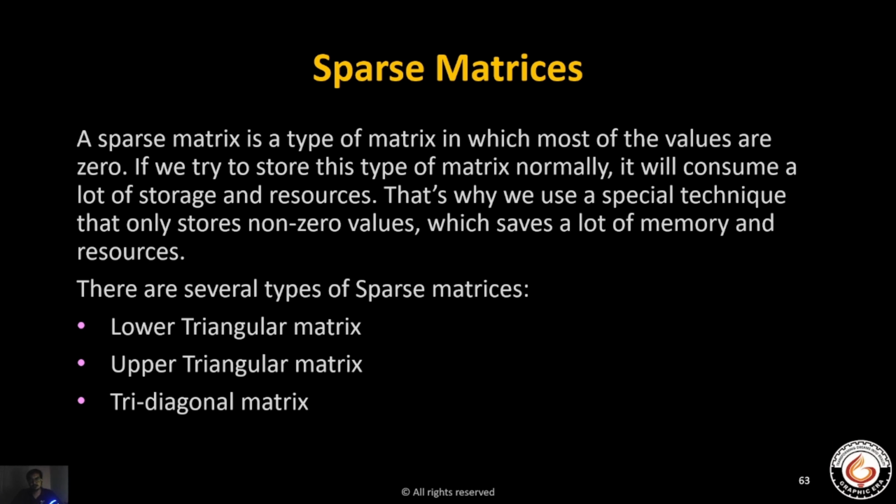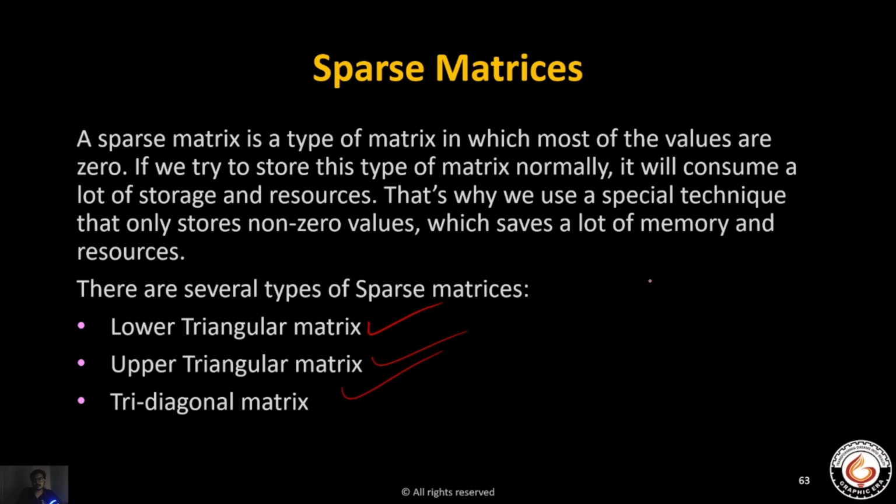That's why we use a special technique that stores only the non-zero values, which saves a lot of memory and resources. And there are three types of sparse matrices: first is the lower triangular matrix, then the upper triangular matrix, and the tridiagonal matrix.